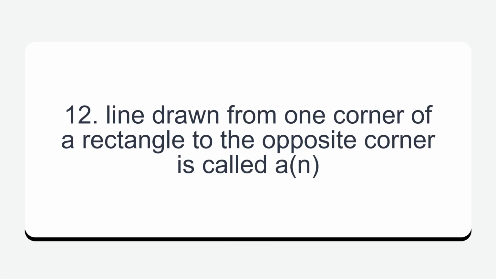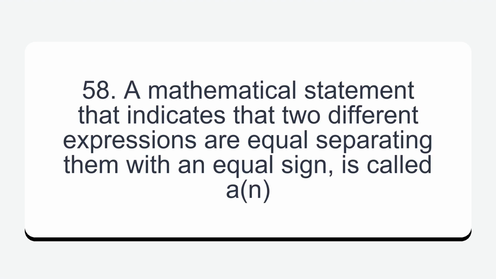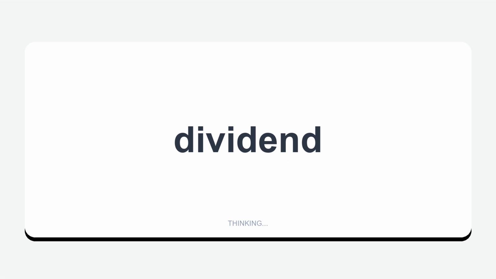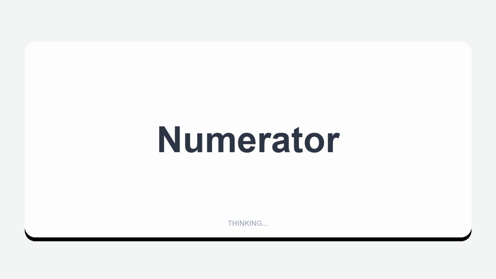12. Line drawn from one corner of a rectangle to the opposite corner is called a, n, equation. 58. A mathematical statement that indicates that two different expressions are equal separating them with an equal sign is called a, n, dividend. 50. In a division problem, the number being divided is called the XXXXX numerator.